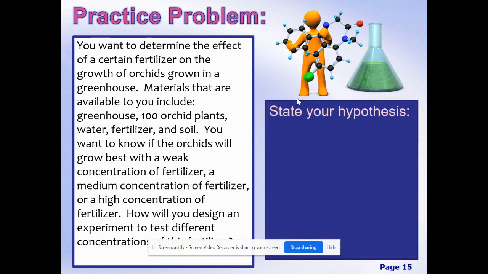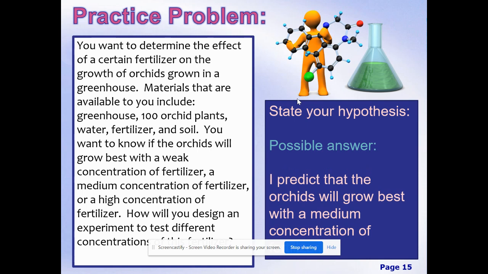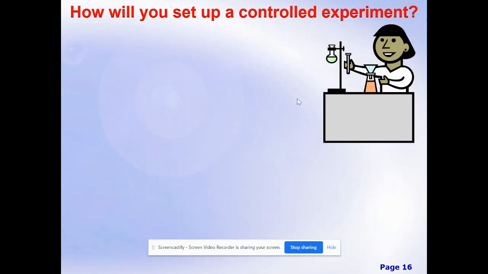Okay. So first you need to state your hypothesis. A possible example is, I predict that the orchids will grow best with a medium concentration of fertilizer. Now, your hypothesis is up to you, so please do not copy the possible answer.